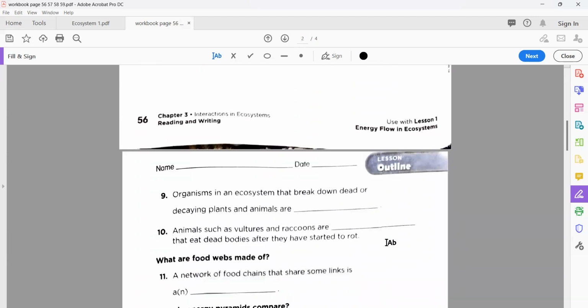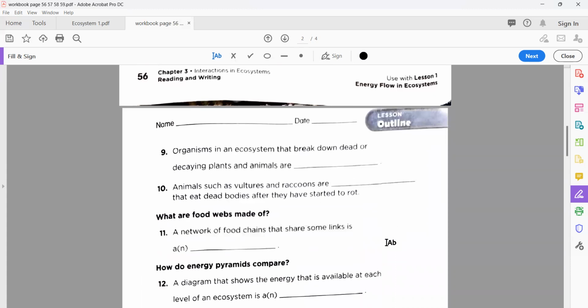That is your page number 57. Please open your workbook page number 57 here. Organisms in an ecosystem that break down dead or decaying plants and animals are, and they use all the waste. You can say that these are decomposers. Very good.